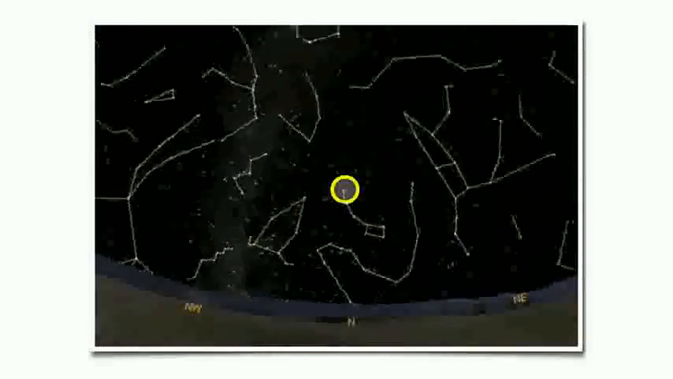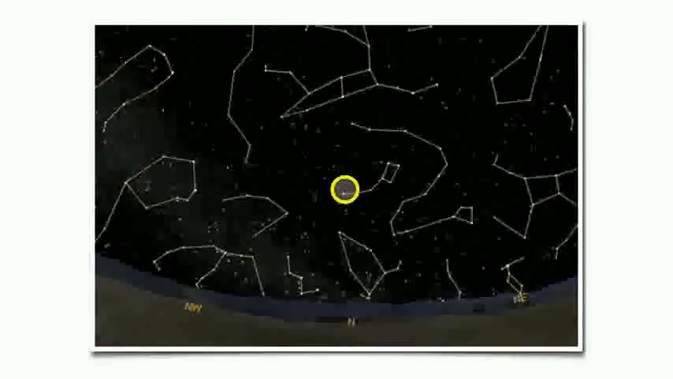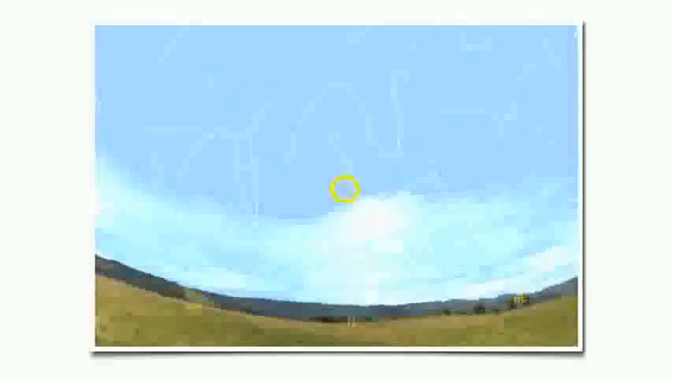You see this navigator, he's determining an angle from the horizon to Polaris. That angle is going to equal his latitude.